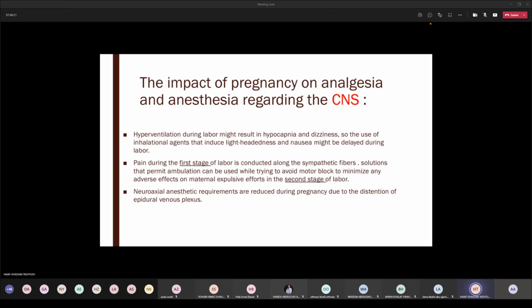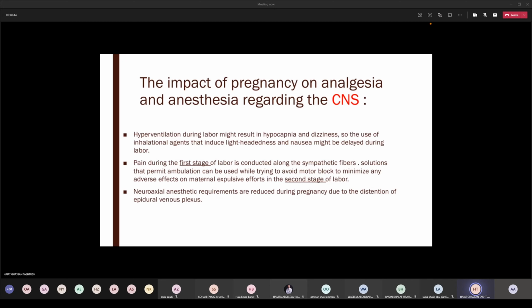The pain also during the first stage of labor is conducted along the sympathetic fibers, which is from the T10 to the L1 fibers. So solutions that permit ambulation can be used while trying to avoid motor block to minimize any adverse effects on maternal expulsive efforts in the second stage of labor.